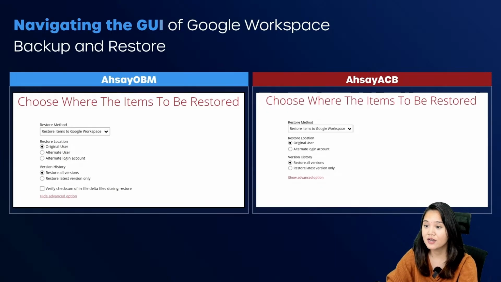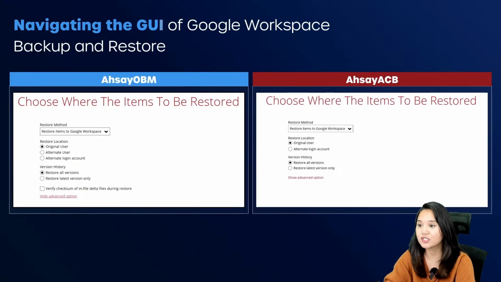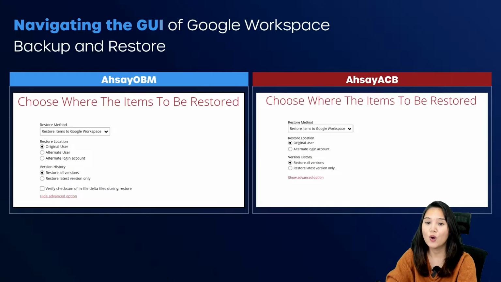And next, the option version history only applies when Google Drive data is selected, including Google Workspace documents. So restore all versions or the latest version only. If you need any clarifications on navigating the Google Workspace backup and restore interface, or if something wasn't clear, please feel free to drop it in the chat and we'll cover those points during the Q&A session.